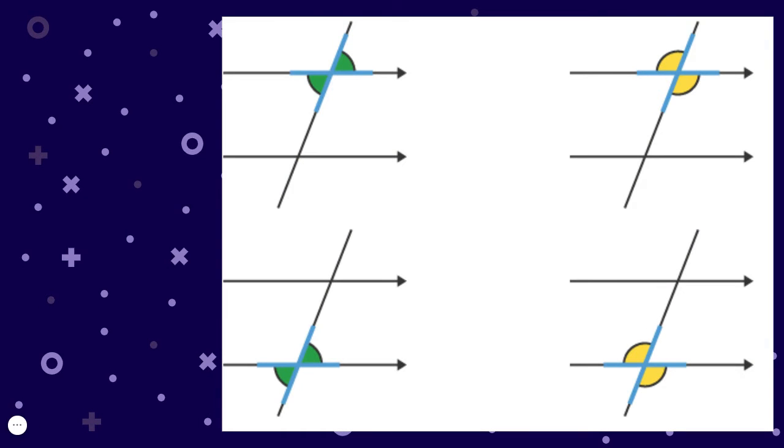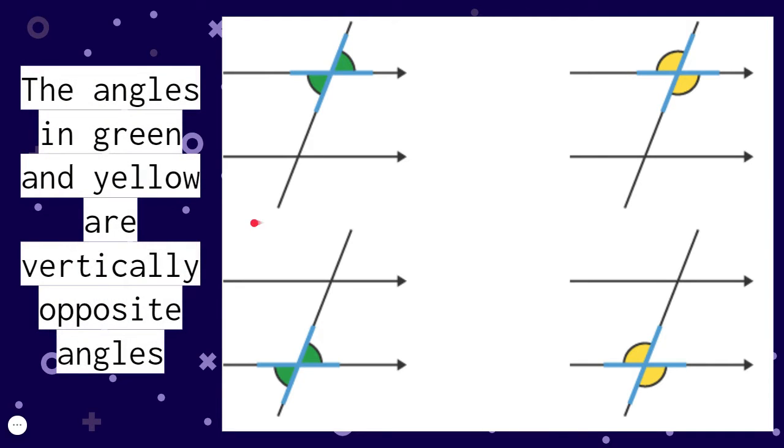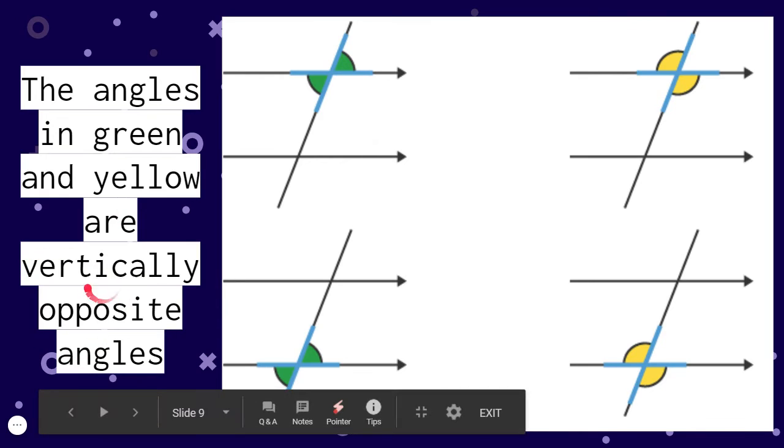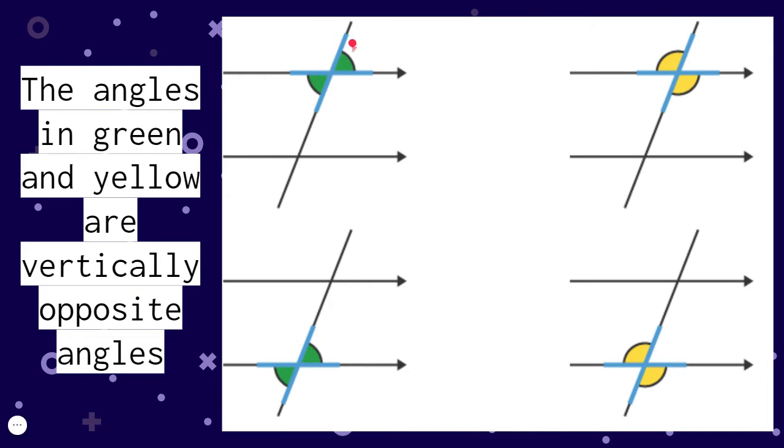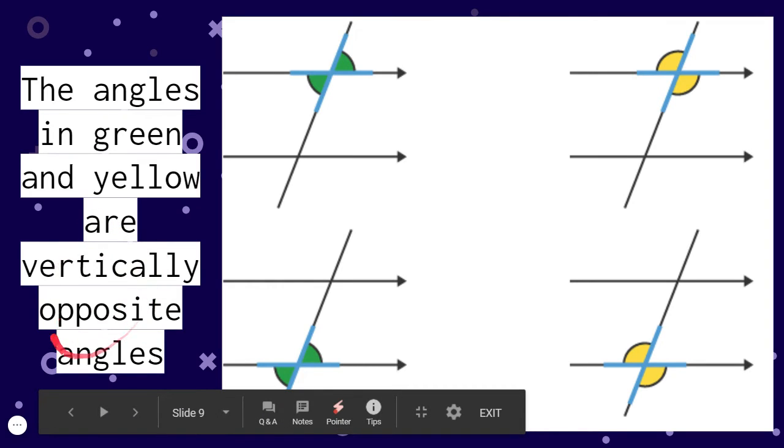Let's come back and now we're going to see some more types. As you can see on the screen, the angles which are in green and yellow, they are the vertically opposite angles. As you can see, the ones that are in green or yellow, these particular kinds are going to be vertically opposite angles. You can see it's exactly having intersecting lines and they are at the opposite ends. That means they are vertically opposite angles.